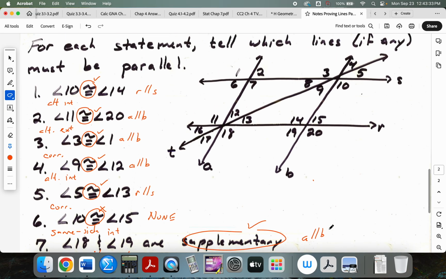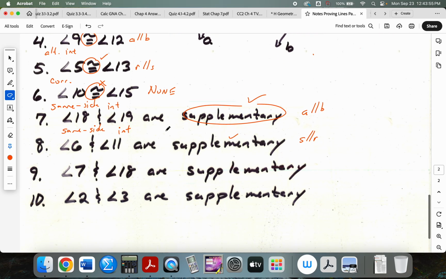All right, for the next one, they said angle 7 and angle 18 are supplementary. The transversal is A. The other side of 7 is line S. The other side of 18 is R. What type of angles are 7 and 18? Corresponding. Is supplementary the right relationship? No. So this is going to be none.